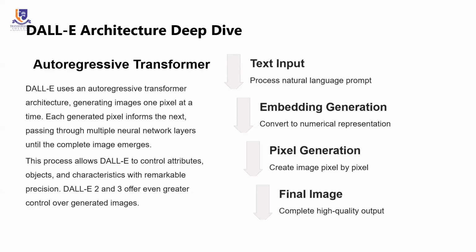So the architecture goes from the text input, which processes natural language prompts, then the embedding generation, which is done by the CLIP model as we said previously. The embedding generation converts the text to a numeric representation, and then the pixel generation creates the image pixel by pixel before we get our final image, which is a complete, high quality output.